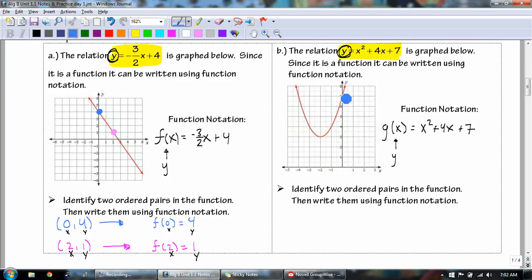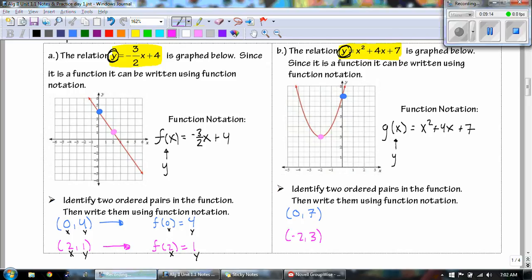All right, so we're going to see how you guys do. We'll have that be 1 point. That's the point 0, 7. And another point, I can clearly see that guy right there, which is negative 2, positive 3. See if you can pause the video and write those using function notation. Good luck.